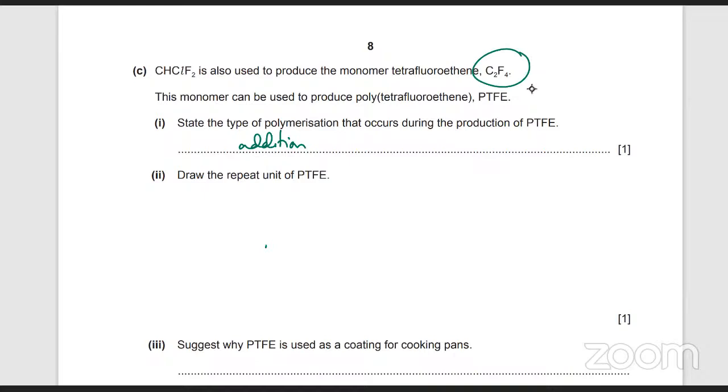C2F4, right? So that's a double bond and fluorines. And in addition polymerization, they'll just join up. The double bonds between them are going to go away. So thousands of monomers, hundreds of thousands of monomers would simply join up and start linking up, and the double bonds would turn into single bonds.